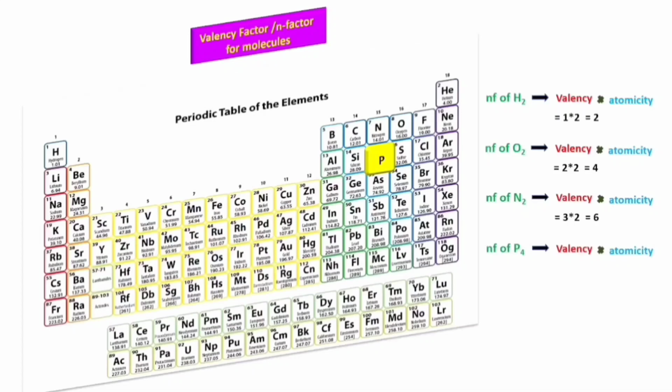But phosphorus has 4 atoms in its molecule. So, when phosphorus valency 3 is multiplied by its atomicity 4, we get the N factor of phosphorus, 12. And chlorine with 1 valency and 2 atomicity has its N factor 2.